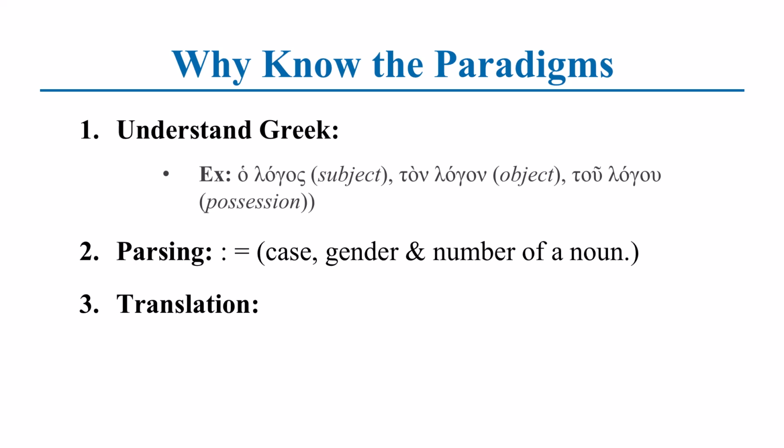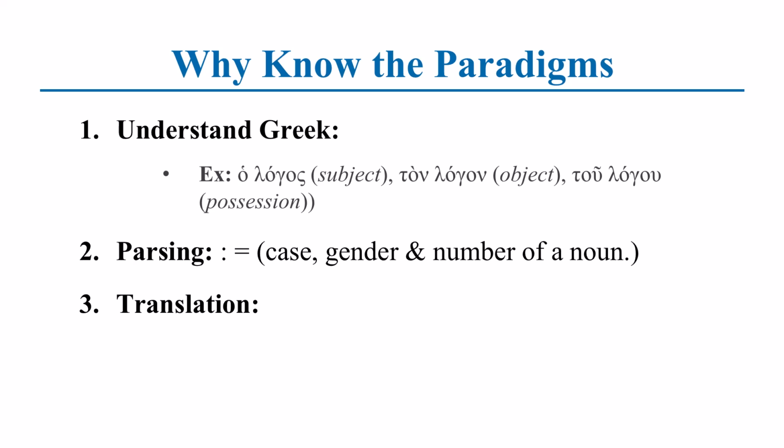For example, ho logos means the subject of the sentence. Ton logon means the object of the sentence. Tou logou means possession in the sentence. So how you translate those phrases is based on what case is used or what gender is used. And you're not going to know the gender or the case if you don't know the case endings.